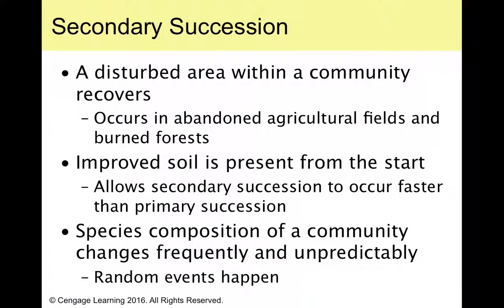Secondary succession is a disturbed area, right? So abandoned agricultural fields or burned forests. But you start with some soil. So when you have soil, you're going to go a lot faster than with primary succession where there's no soil around. And species composition of a community can change frequently during these early stages of succession and kind of unpredictably, because random events are a really big deal when a community is in its fragile early stages.